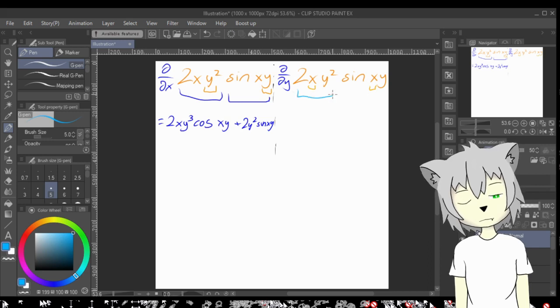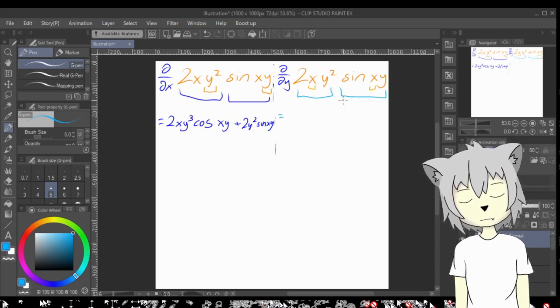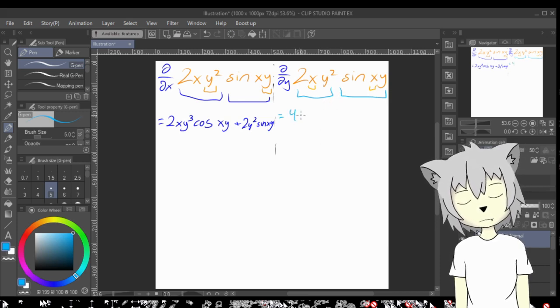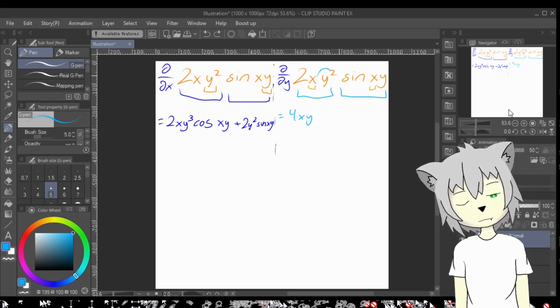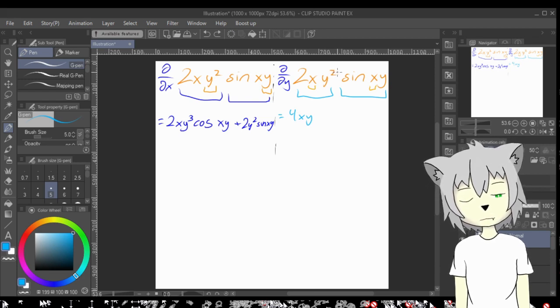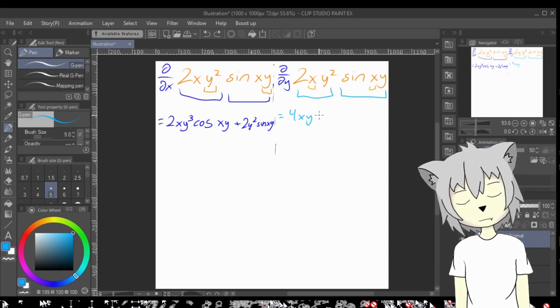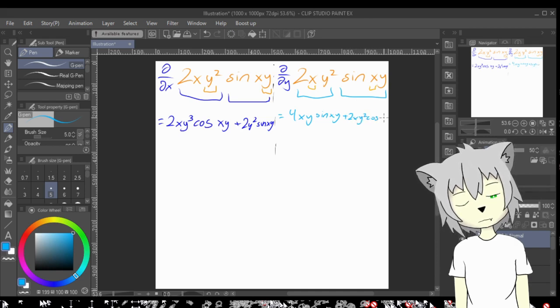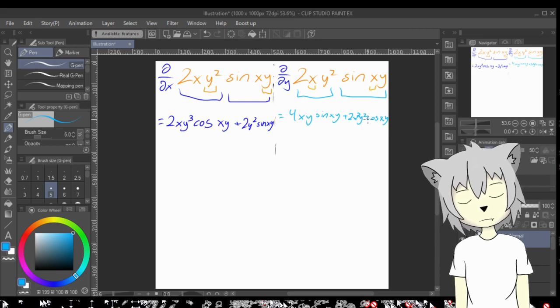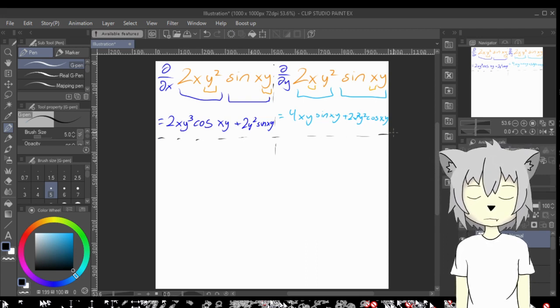Again, we will be treating both of these as their own functions, and this is basically equal to 4xy, because with the power rule, you basically bring the power down, multiply by it, and then just subtract 1 from the power, and you get this. 4xy sine of xy plus 2xy squared cosine, well, since there's an extra x that comes out, it's basically 2x squared y squared cosine of xy. And that's the multivariable product rule.